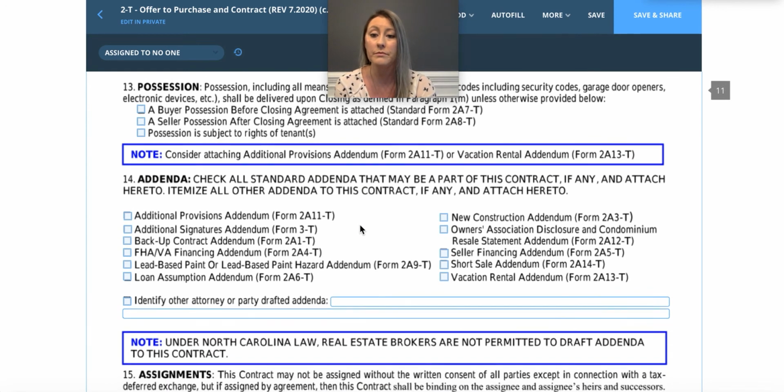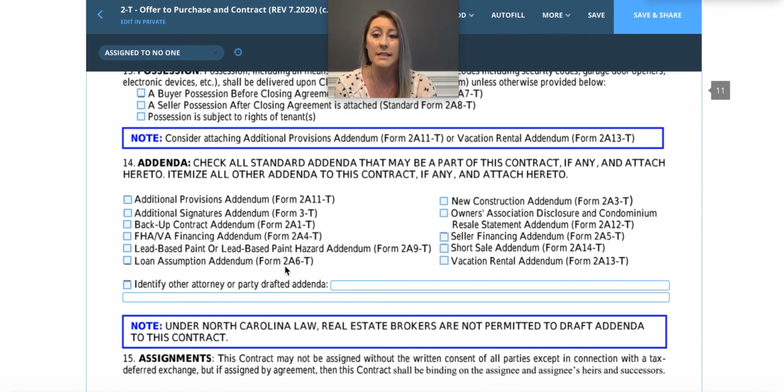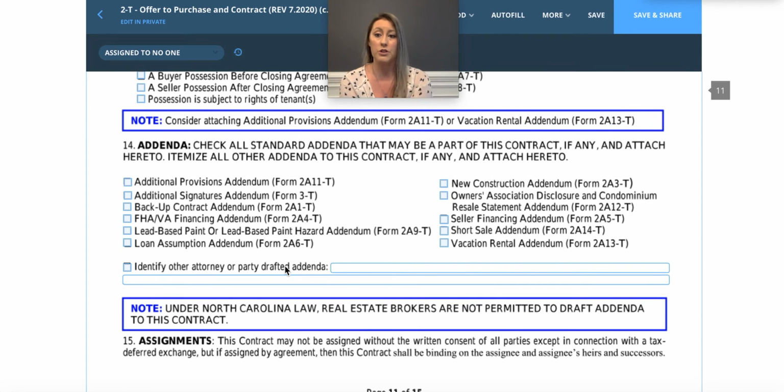So next is the addenda. So there could be a bunch. Additional provisions addendum, and I will go through all of these in other videos. I'll do one video for each of them. I'll just briefly go over them. Additional provisions, additional signatures. Maybe there's a trust account and there's 8 people on the trust account, so you just need to have everybody's signature on it, agreeing to everything that's happening in this deal. Backup contract addendum.